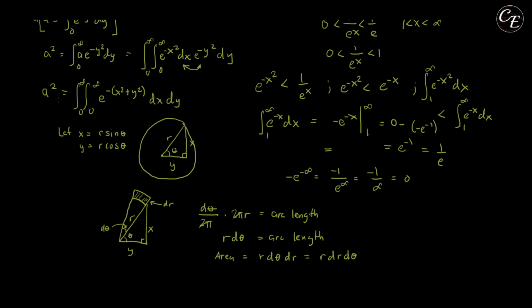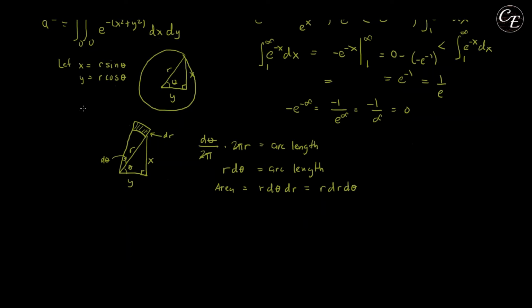So we can transform this into a squared is equal to double integral. Then let us substitute this one and this one in here and here. So we'll have here x squared is r squared times sine squared theta plus y squared is r squared cosine squared theta. And we have here dx dy, which is equal to this one.